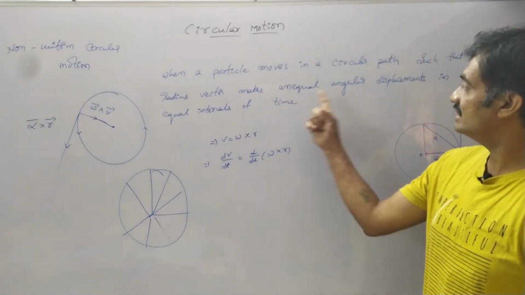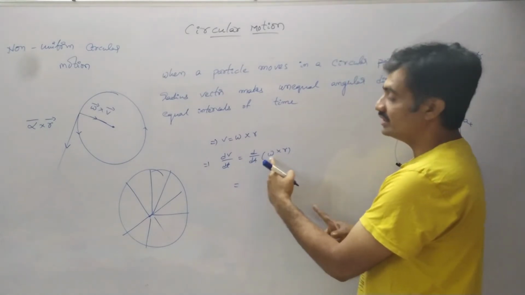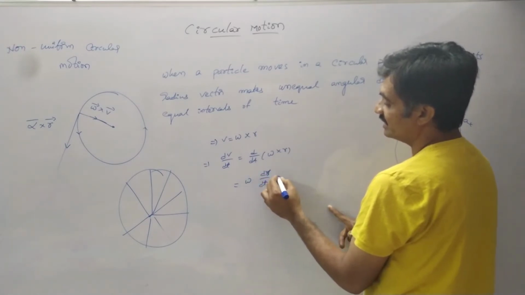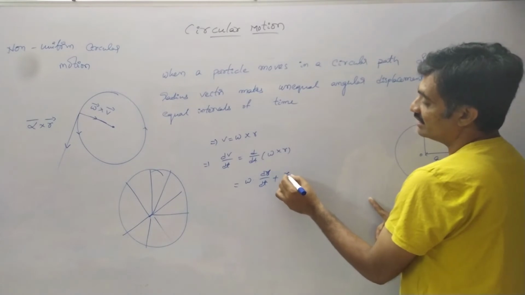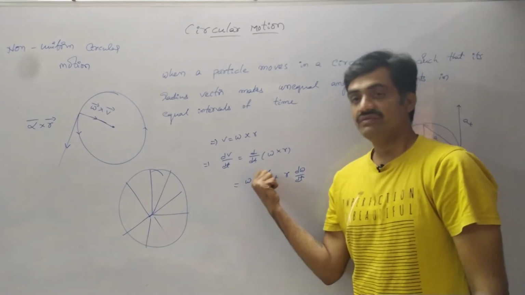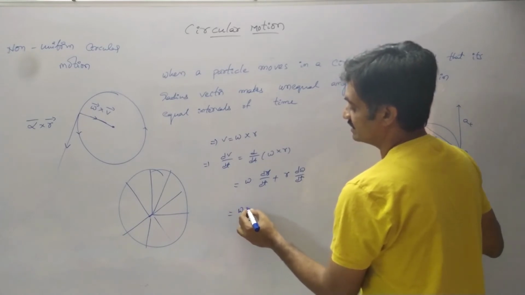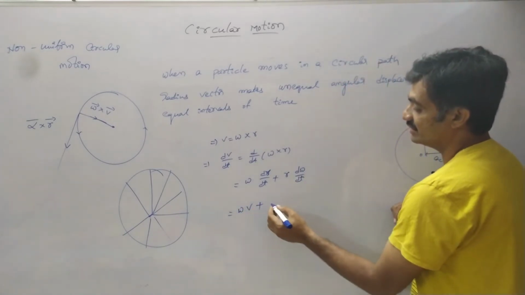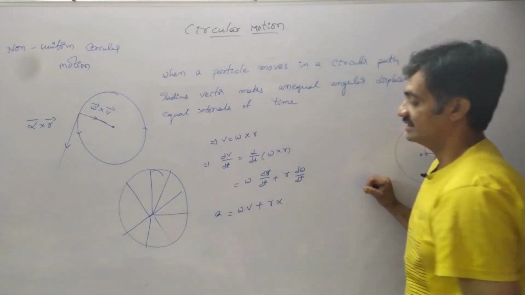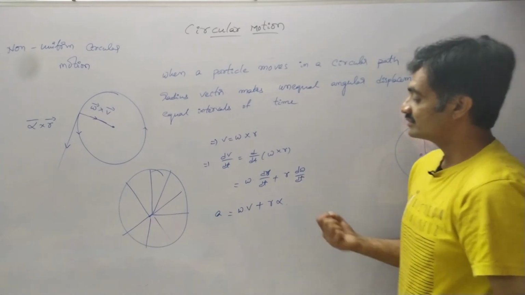Since it makes unequal angular displacement, we differentiate this equation in the form of u into v. Then we can represent it as omega into dr by dt plus r into d omega by dt. We know that the rate of change of radius vector is nothing but linear velocity. Then we have omega v plus r into alpha. So dv by dt is nothing but acceleration, where a equals omega cross v plus r cross alpha.